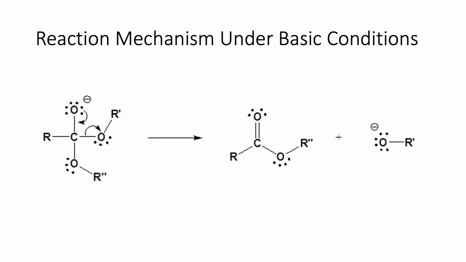In this next step, first, the R prime group of our initial ester is going to act as the leaving group and is going to be removed from the intermediate. The oxygen is going to retain the bond pair of electrons, and this is going to result in the formation of a new alkoxide. And finally, the double bond between the center carbon and the oxygen is going to be reformed. And that is the reaction under basic conditions.